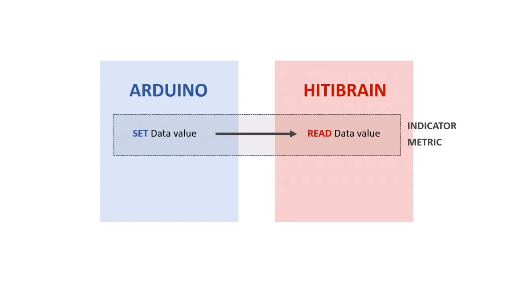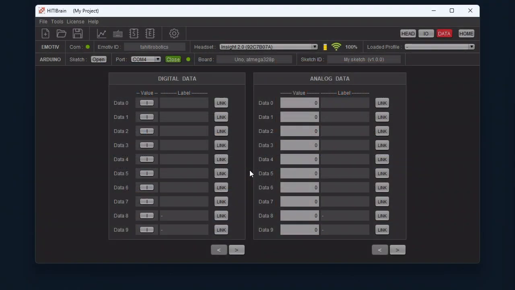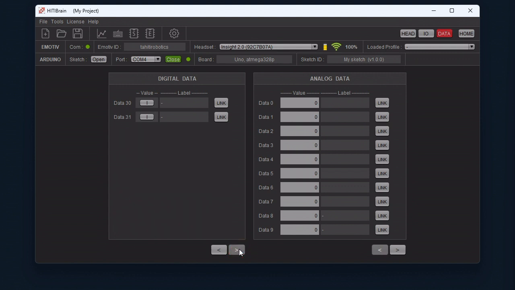And inversely, you can set the value of the data from HITIBrain and read this value from your Arduino program. In that case, the data will be used either as a virtual switch, a virtual button, or a set point in HITIBrain. There are 32 available digital data and 20 available analog data. Each digital data holds a Boolean value and each analog data holds a float value.